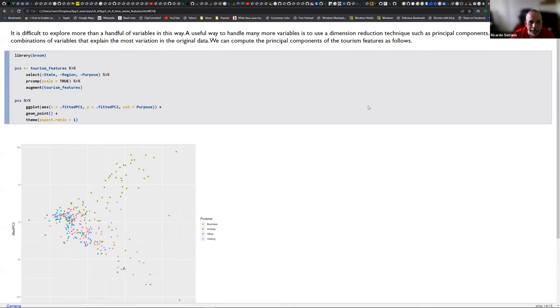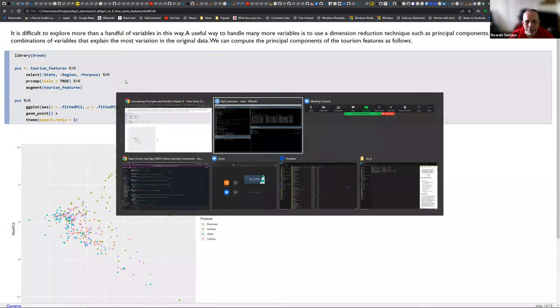So the way you can uniformize those magnitudes, because remember, this is like linear regression, this is linear algebra. If the magnitudes are higher, the model is going to interpret that those are more important. So you have to scale all the features to the same range. And then using the library broom, you are going to augment these tourism features, to give you more or less a view of what PCA is.